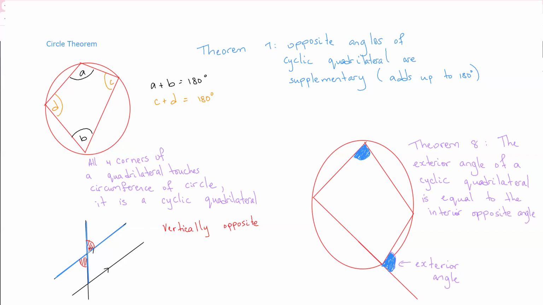Right? So those are vertically opposite angles. Once they're facing each other, those two will be vertically opposite. These two will also be vertically opposite. And vertically opposite angles are equal, so they'll be the same. So you have to be able to look at it and spot a vertically opposite angle. So if this is 80 degrees, this here will also be 80 degrees. Right? And you have to be able to give the reason behind it.